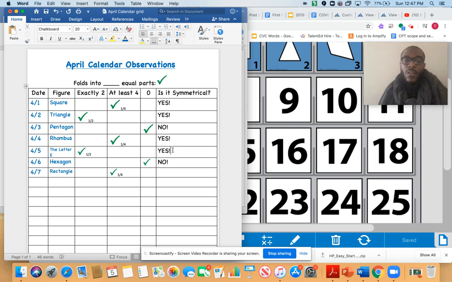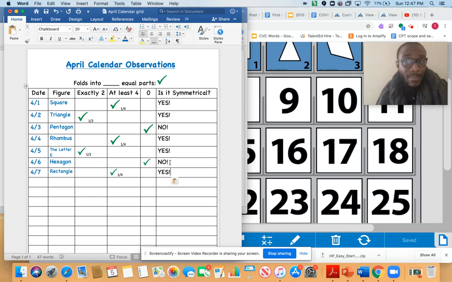So friends, we noticed that the pattern was two shapes symmetrical, then the third shape is not. Two more shapes were symmetrical, and now the sixth shape is not. And did you say that this shape for today will be symmetrical? You were right. So if today was a symmetrical shape, what do you think tomorrow's shape will be, based on the pattern?